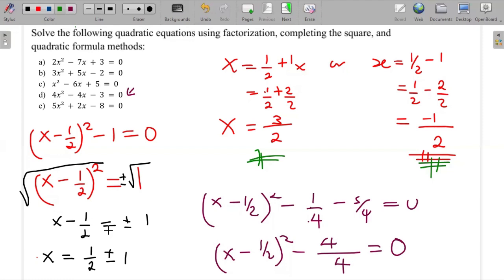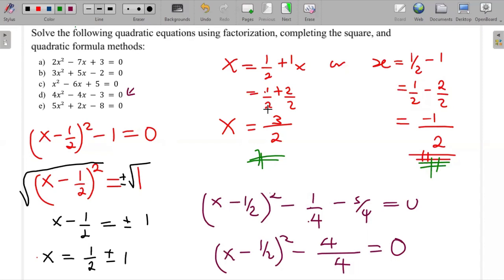What is the difference between completing the square and the completing the square method? It's just the same thing. It's just that in some questions, you will be solving a quadratic equation using the completing the square method, which is what we are doing here. And then in some questions, you'll just be given a function.